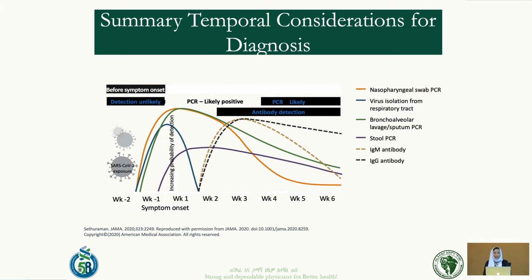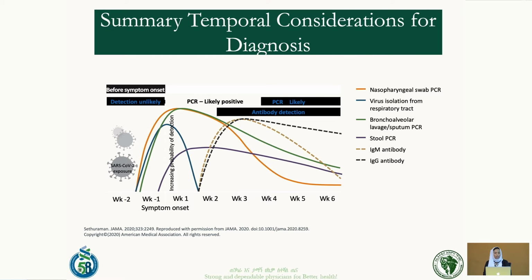So to summarize when and what to test based on temporal considerations, we know that between the first and second week of symptom onset, the viremia load is very high, especially in the nasopharynx.